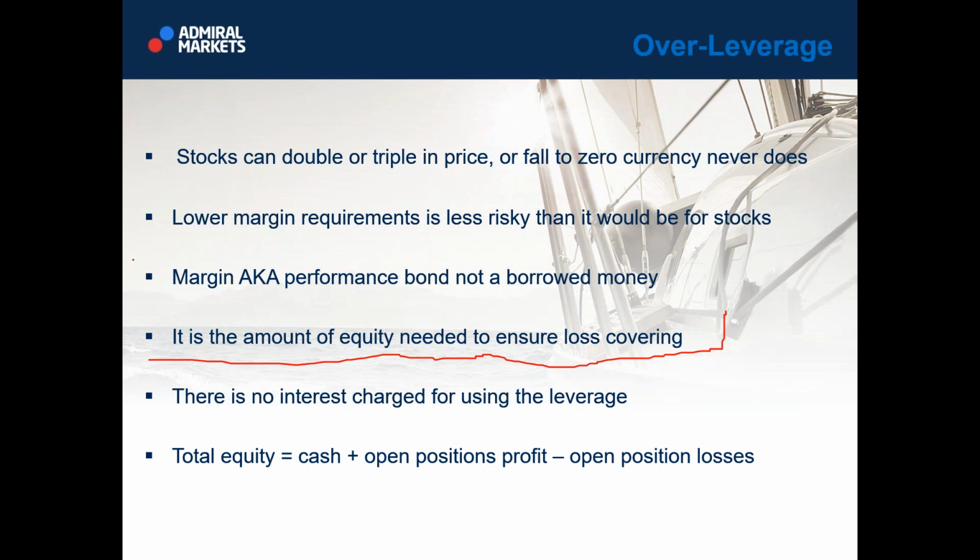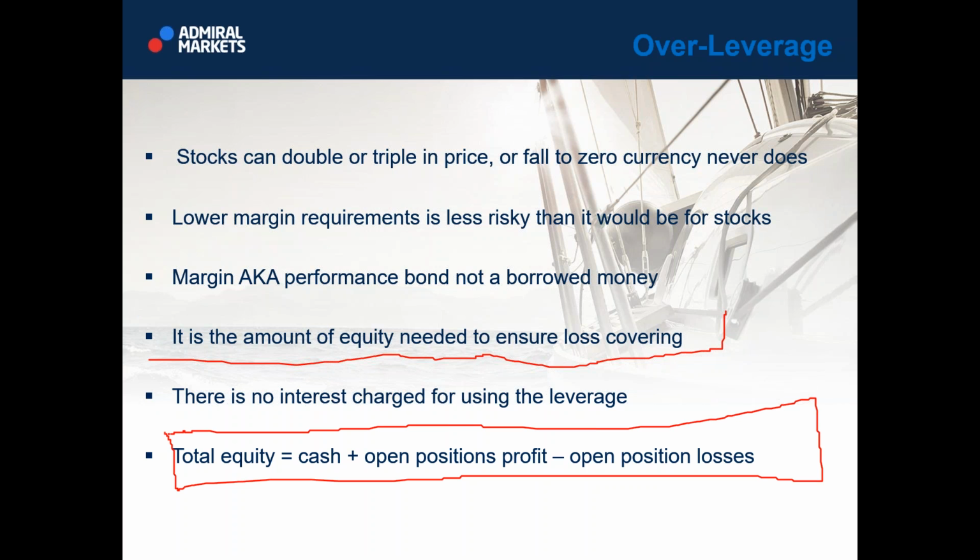Because of that, buying or selling currency is like buying or selling futures rather than stocks. The margin requirement can be met not only with money, but also with profitable open positions. Okay? Total equity in your account is the total amount of cash plus open position profit minus open position losses. This is the formula for total equity, guys. Okay? Now I hope that you understand what I'm saying. Margin is your investment. Margin is a performance bond.